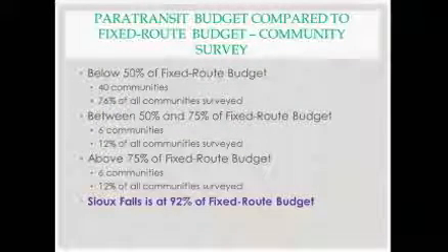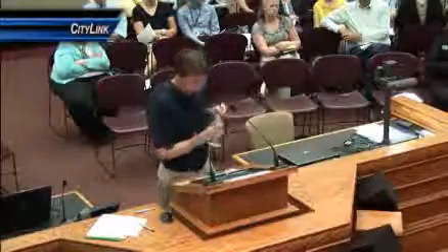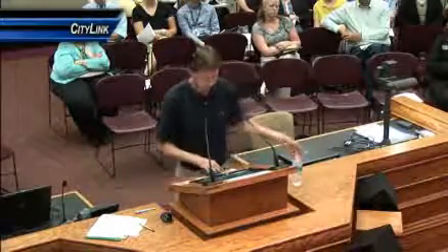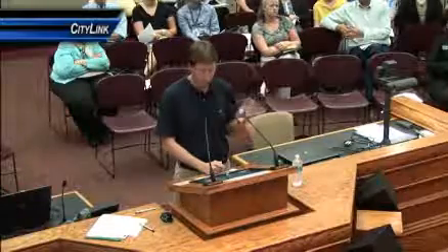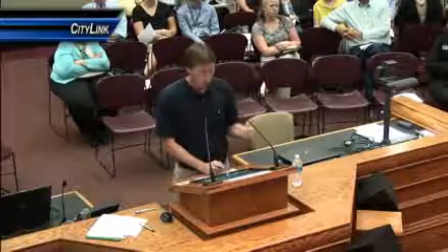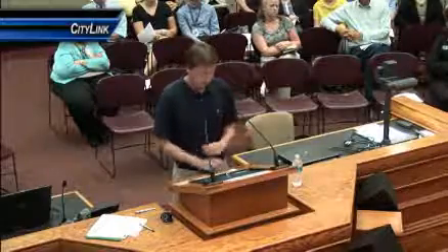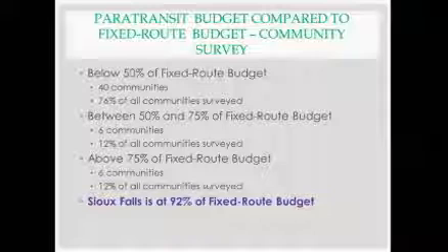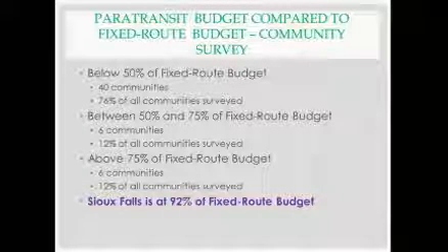Now, another thing I wanted to talk about is the Paratransit budget compared to fixed route. We looked at some different communities around the country in terms of what it averages to our fixed route budget. 76% of the communities were below 50% of the fixed route budget. Between 50 and 75%, there were about 6 communities that we surveyed, 12%. 6 communities were above 75% of the fixed route budget, some even maybe went over 100%.